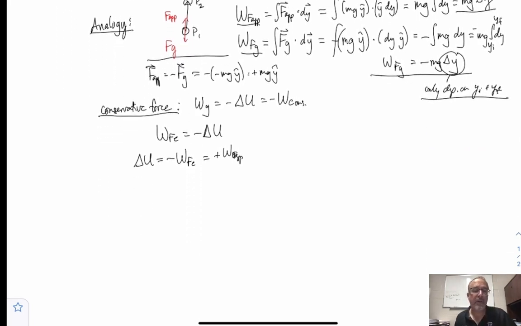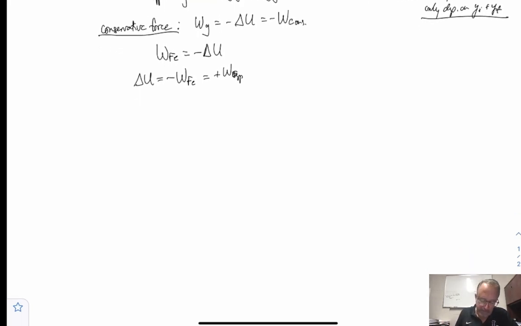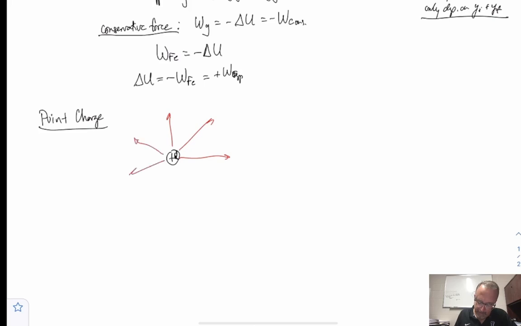So let's take another case in point. Let's do a point charge. Okay? So if we have a point charge, remember that we'll have a plus Q here, a big Q. And we know what the electric field from that looks like. It's radially outward in all directions, right? Something like this. And we know the electric field from a point charge is equal to KQ over R squared, and it's in the R hat direction.